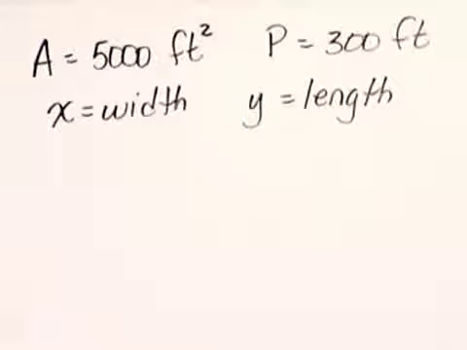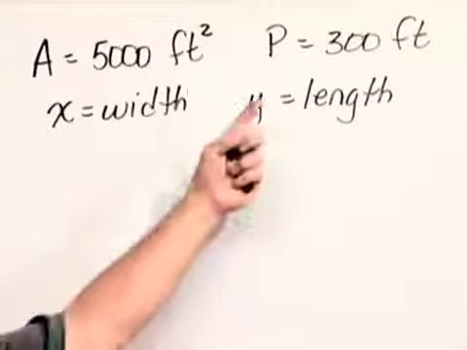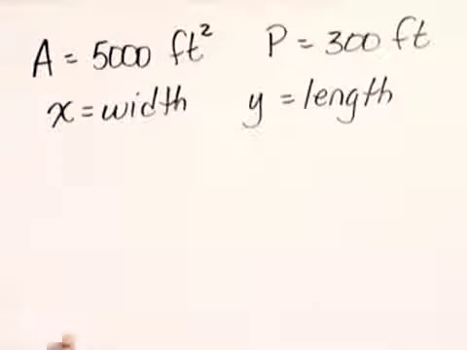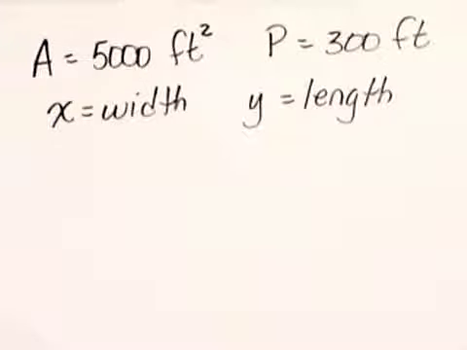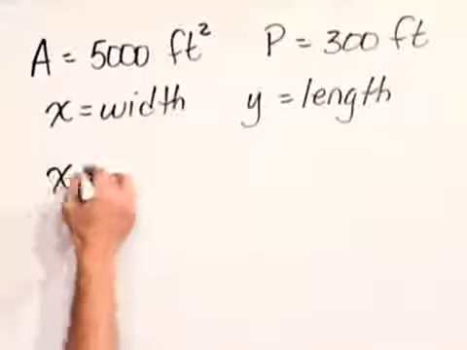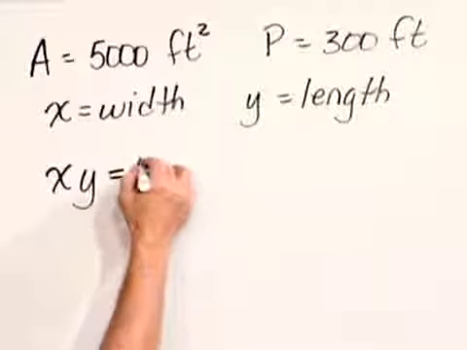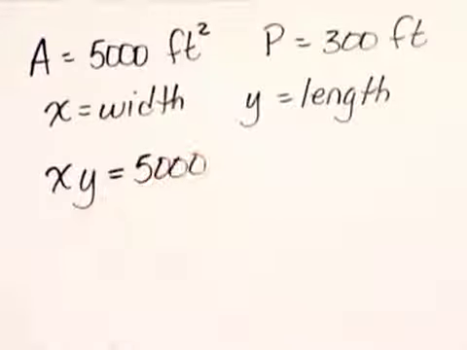On the board, I've written the important information. The area is 5,000 square feet. The perimeter is 300 feet. We're letting x equal the width and y equal the length. Now recall, to find the area, you multiply length times width, which means our first equation is x times y equals 5,000.